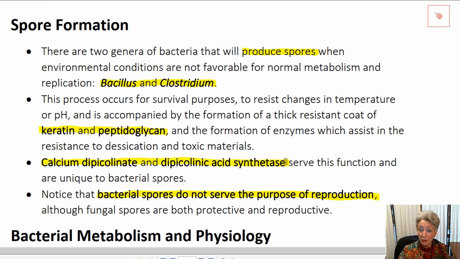They do not, when the environment improves, come out in multiples of their former self, but simply are of the same number. One vegetative cell actively metabolizing becomes a spore, and when things get better, the spore stops being a spore and goes back to being actively metabolic as a vegetative cell.